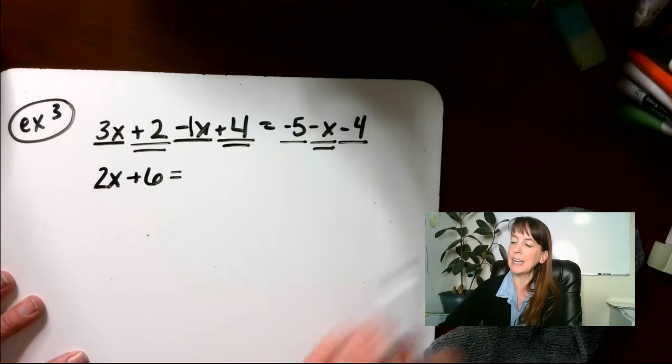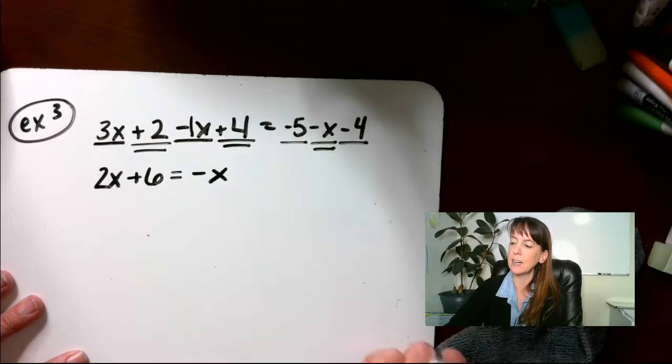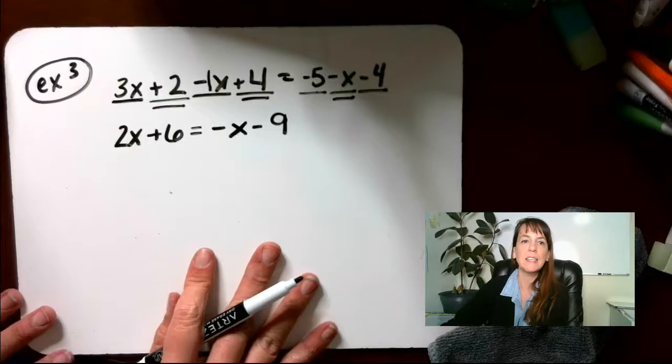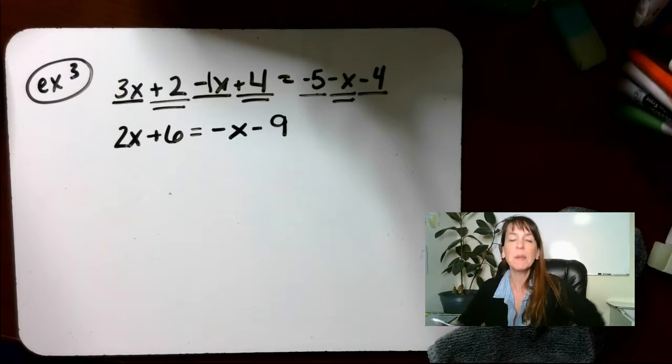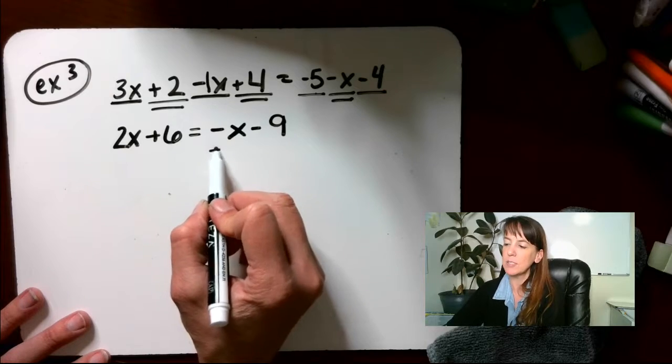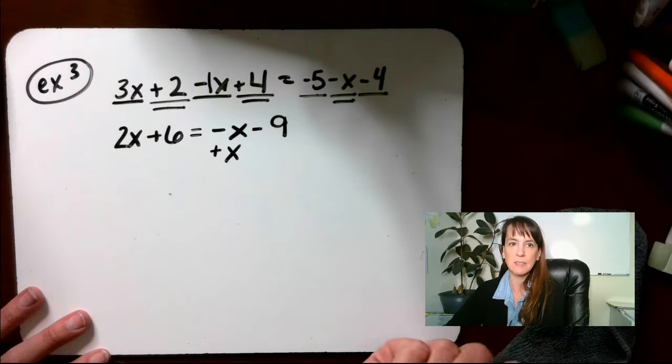And then we have that negative x. I'm going to just leave that negative x there. Negative 5, negative 4 gives us negative 9. So I've combined these two things. Now I'm in a position to be able to move things left and right. I want to move my variables to one side, so I'm going to move this by doing the opposite.